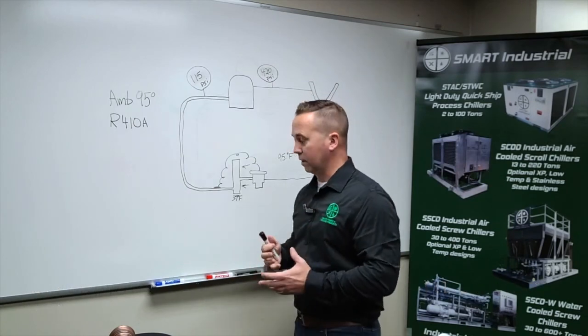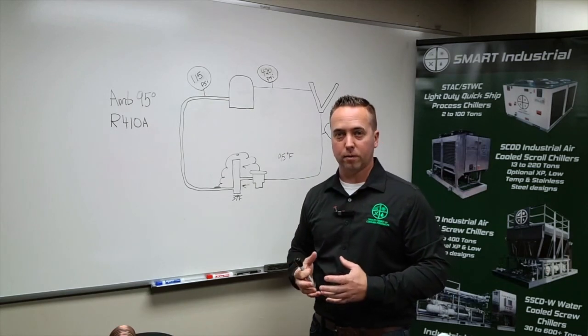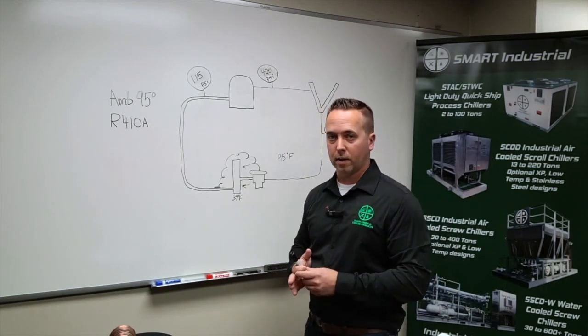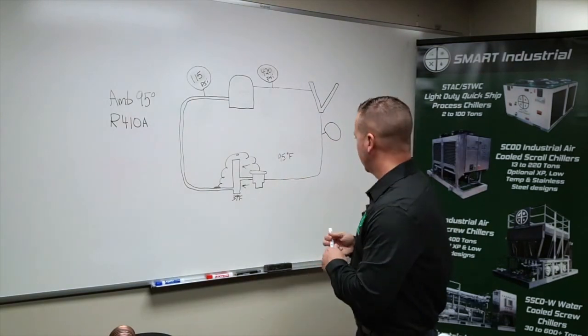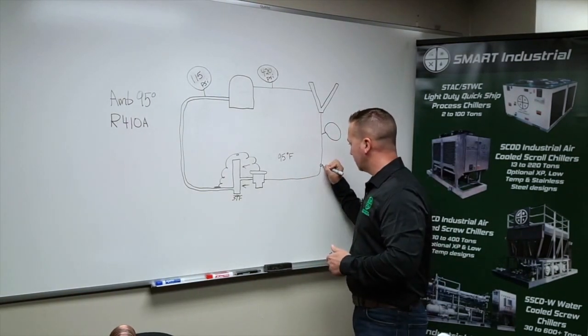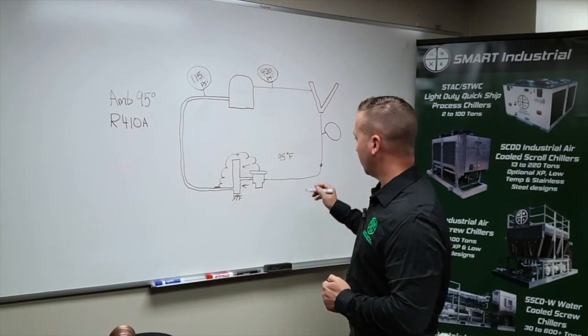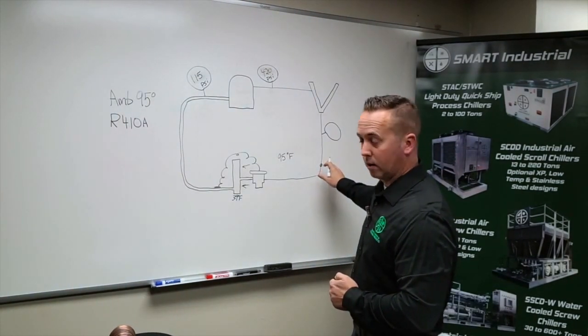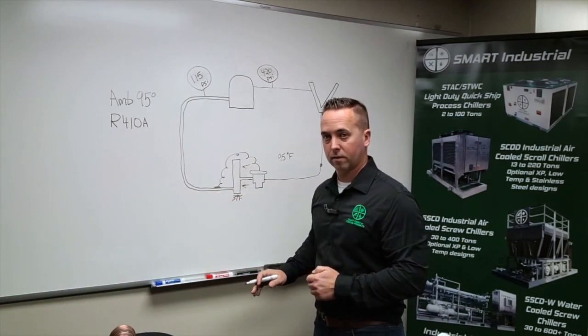Now, how can we tell if a refrigerant exists in the liquid or vapor state within our system? Because I can tell you that I have liquid leaving my condenser because I may have a sight glass. But how do I know that I'm 100% liquid? Or how do I know that I'm 100% vapor on the suction side?